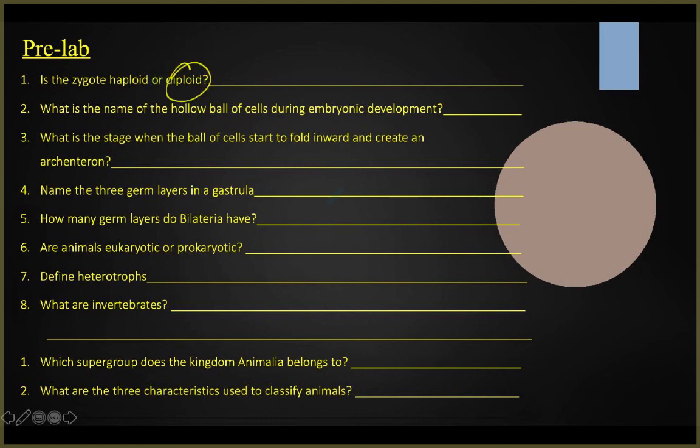What is the name of the hollow ball of cells during embryonic development? Hopefully you realize that is the blastula. What is the stage when the ball of cells starts to fold inward and create an archenteron? That is gastrulation.